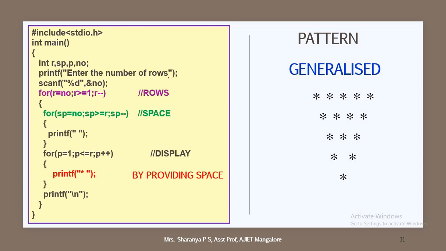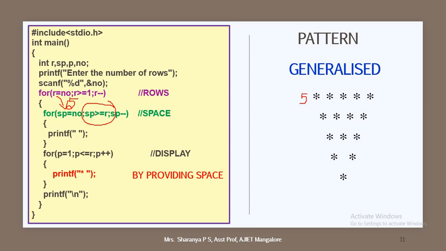First, we will be taking the number of rows. Yes, we have taken the rows. And then the major condition with respect to space. Here, the space is equivalent to number. Say, for example, the number is given as 5. Then space needs to begin with 5 here, and then space is greater than or equal to r. What is that r value? r is nothing but 5.